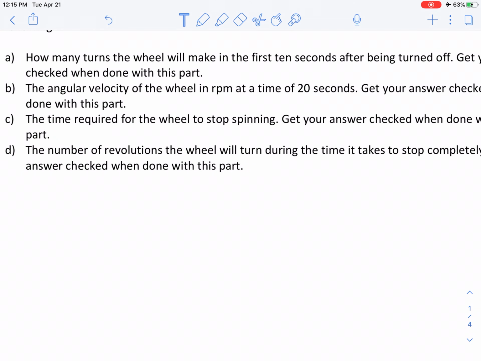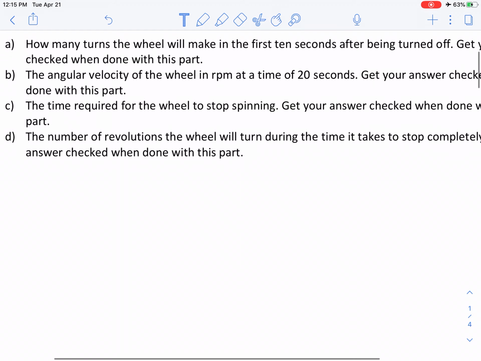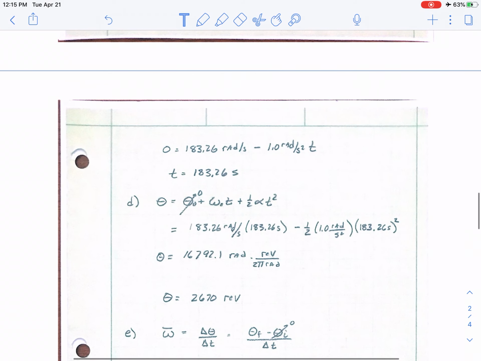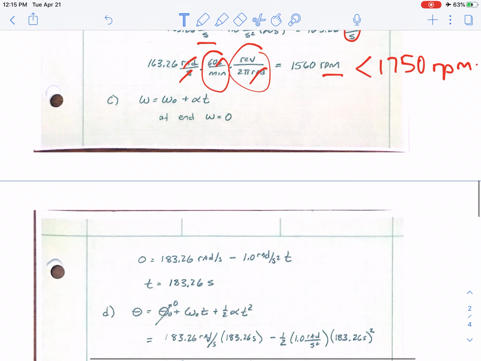Okay, for part C, we're finding the time required for the wheel to stop spinning. And for part D, we'll find the number of revolutions the wheel will turn during the time it takes to stop completely. Okay, so once again, we have only two equations, right?